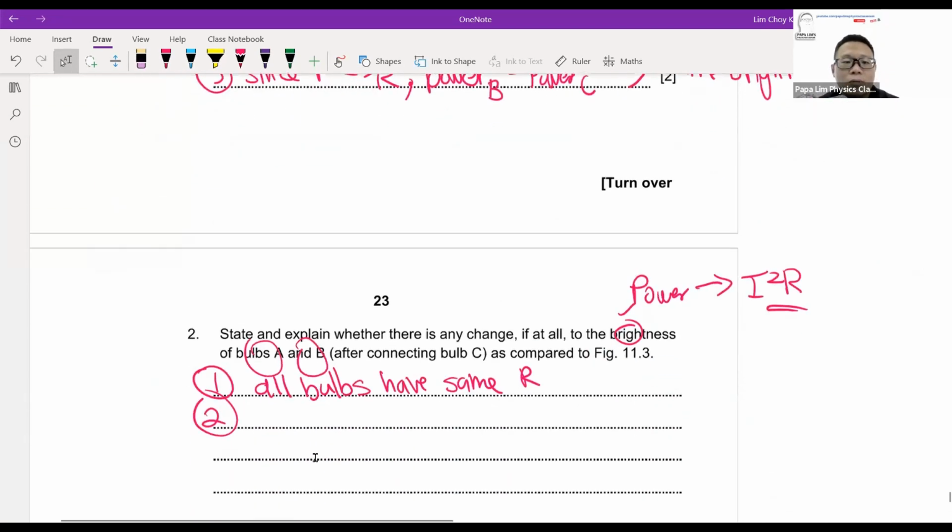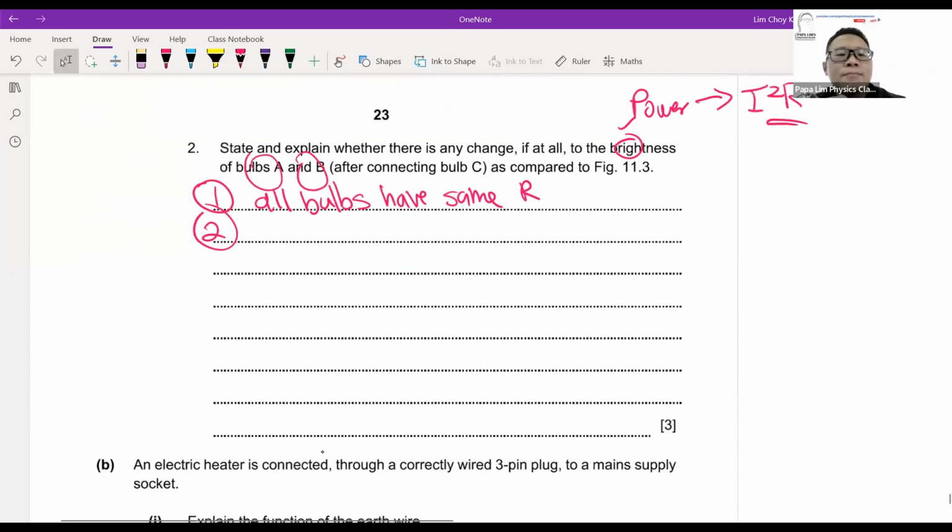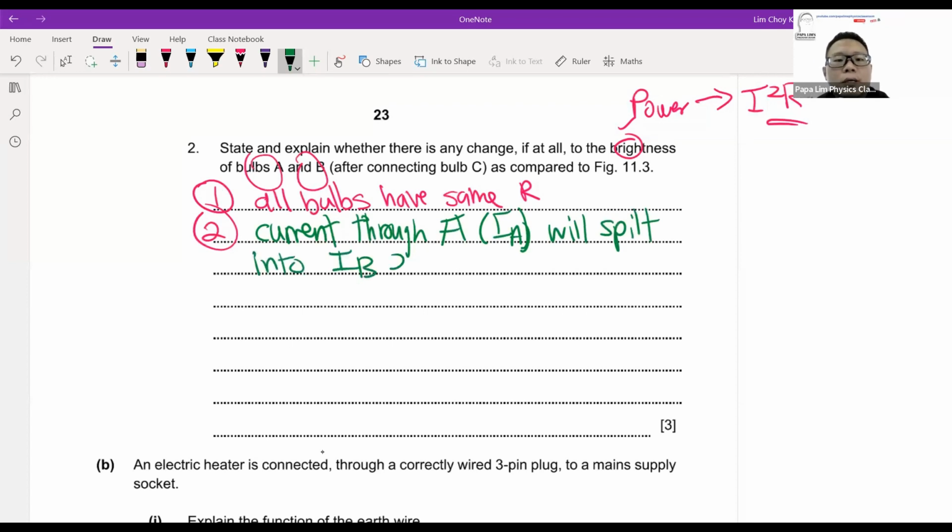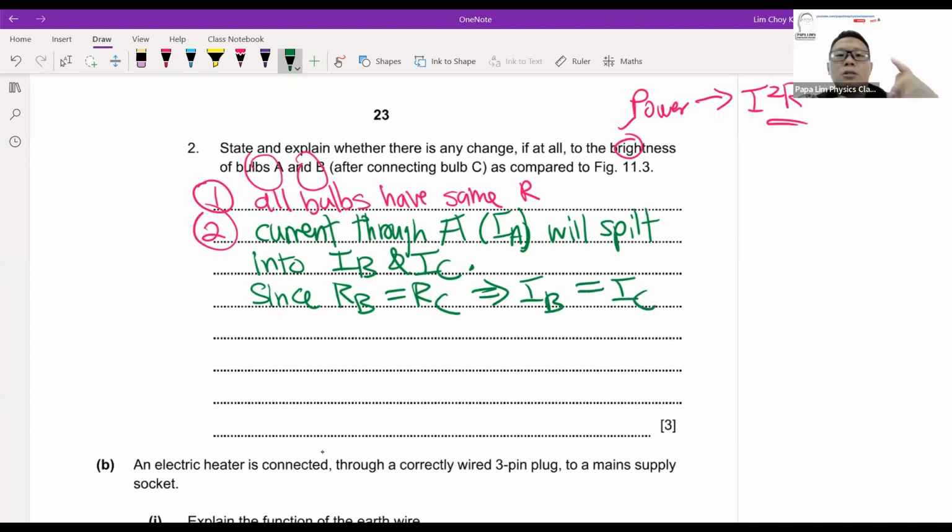So this is what I need to tell the marker. The current through A, IA, will split into IB and IC. But this information is not good enough. It only tells me the current is smaller, but I'm able to go one step further to tell the marker how small it is. Since resistance B is the same as resistance C, light bulbs B and C are the same, this means that the current IB and the current IC will be the same. If both currents are the same, looking at the math, I'm able to deduce that the current of B is half of IA.